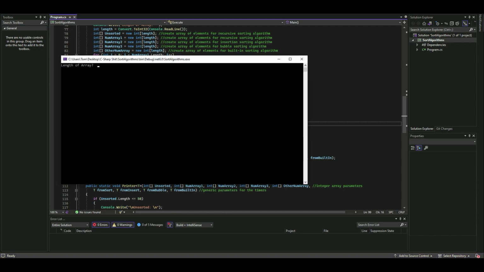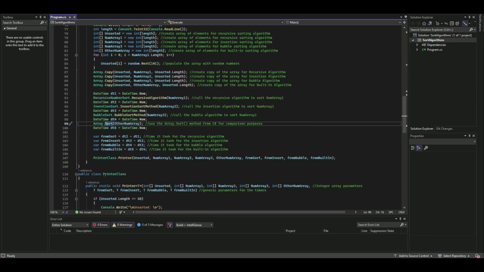But let's try this with a much bigger number. So we will do a million, and we let that run. This will take a moment because there's a lot going on here. In fact, I let this run for a couple minutes, and nothing has still happened. I'm assuming that's probably because of my recursive algorithm, which is a fairly slow algorithm. So let's close that out.